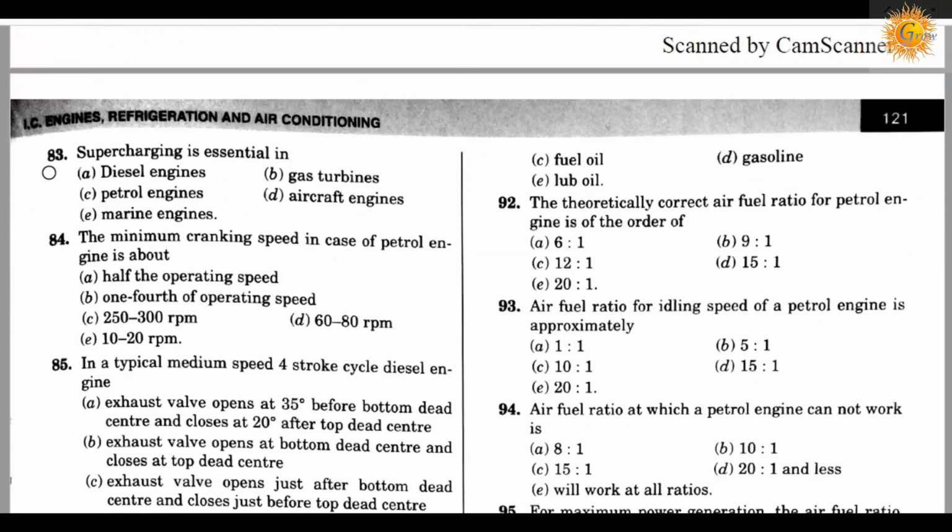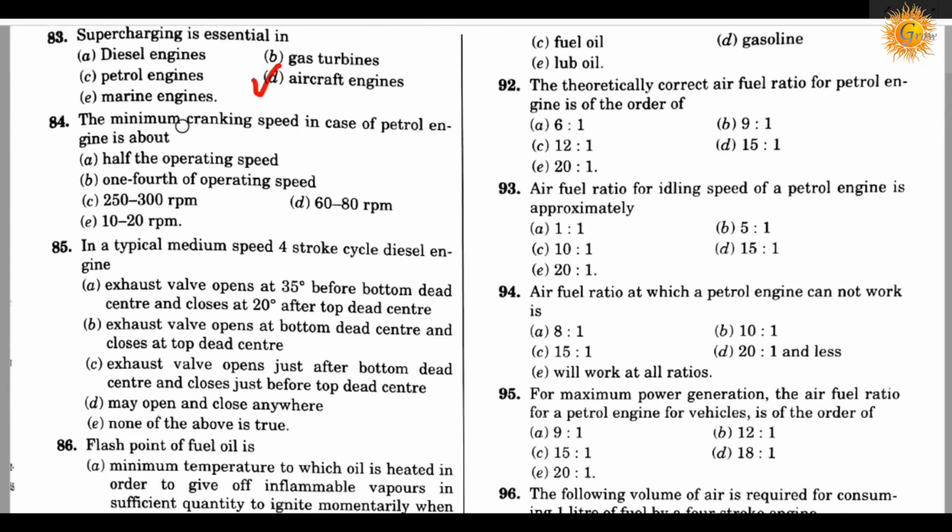Question number 83. Supercharging is essential in option A diesel engines, option B gas turbines, option C petrol engines, option D aircraft engines, option E marine engines. So the correct answer is D, in aircraft engines. Question number 84. The minimum cranking speed in case of a petrol engine is about option A half the operating speed, option B 1/4 of operating speed, option C 250 to 300 rpm, option D 60 to 80 rpm, and option E 10 to 20 rpm. The correct answer is D, 60 to 80 rpm.